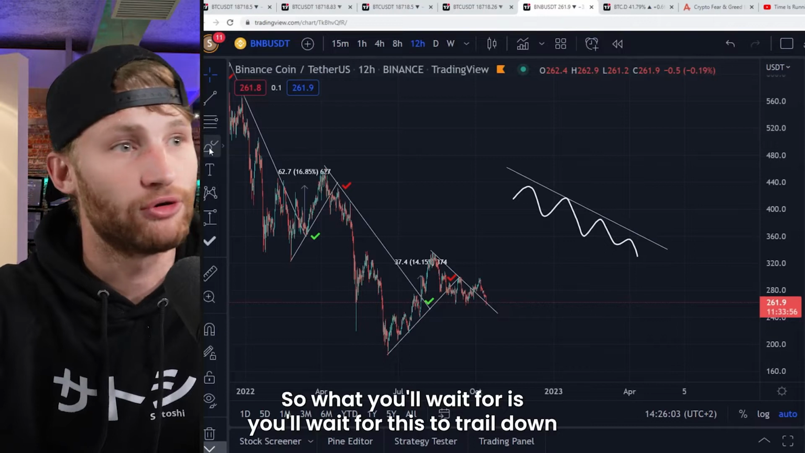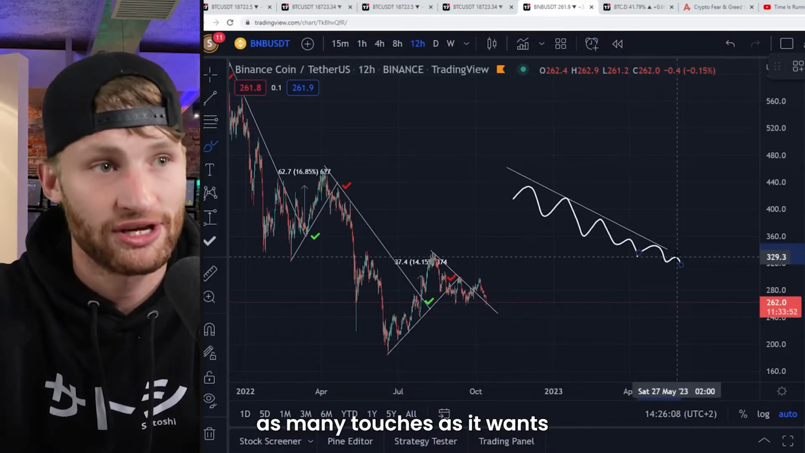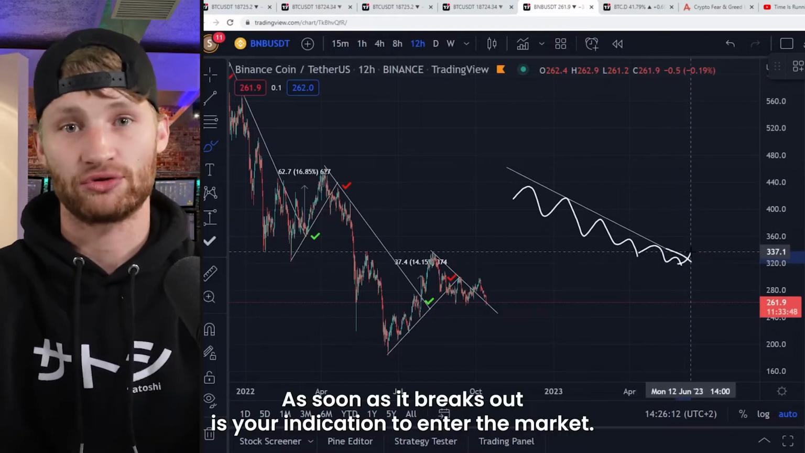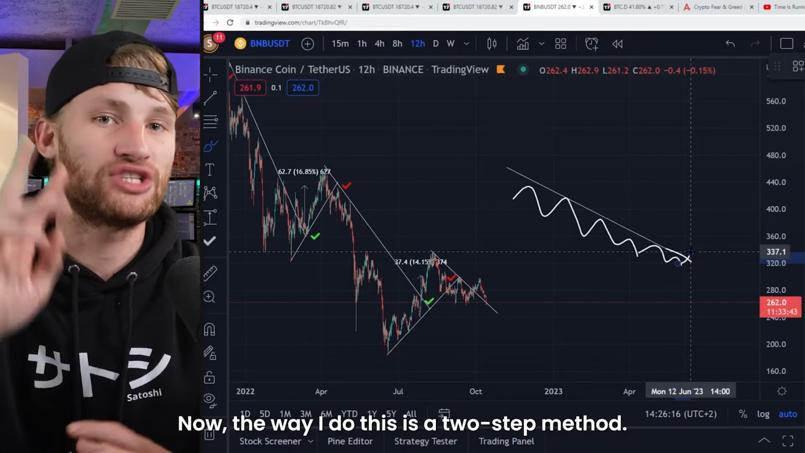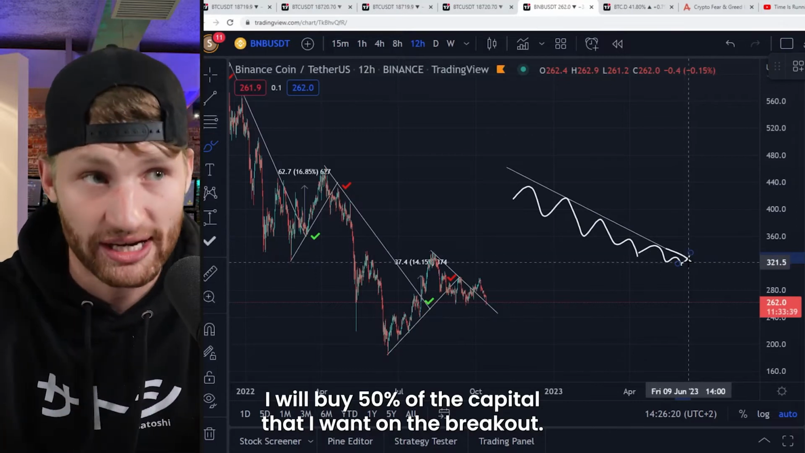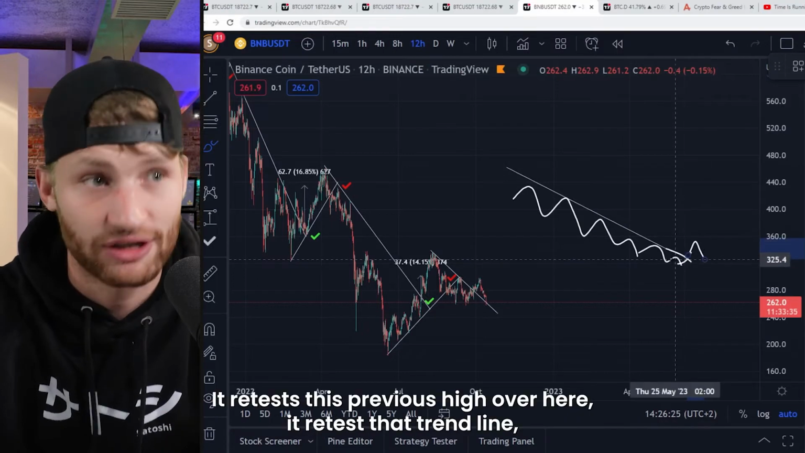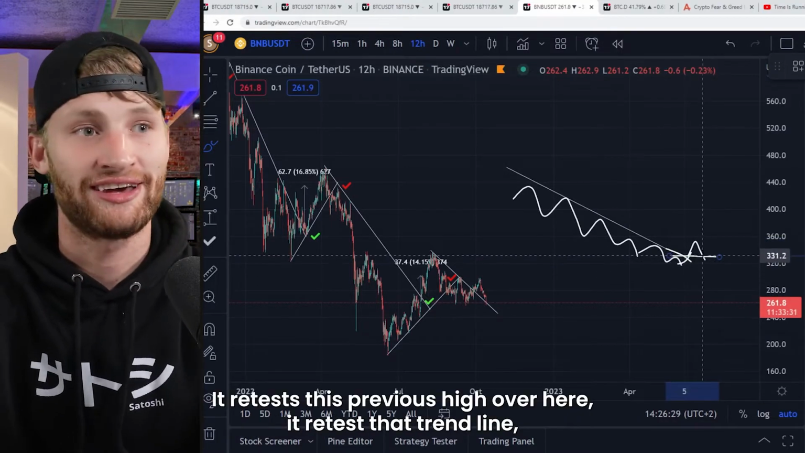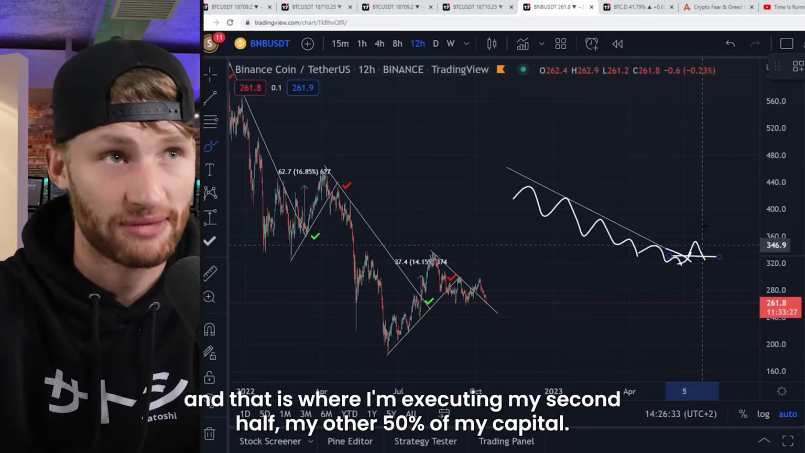So you'll wait for this to trail down as many touches as it wants, and all of a sudden you'll look at a breakout. As soon as it breaks out is your indication to enter the market. Now, the way I do this is a two-step method. I will buy 50% of the capital that I want on the breakout. And then it breaks out and it retests. It retests this previous high over here. It retests that trend line. And that is where I'm executing my second half, my other 50% of my capital.